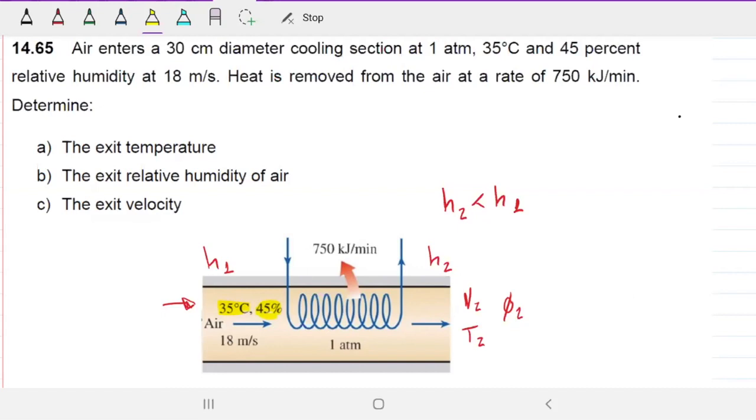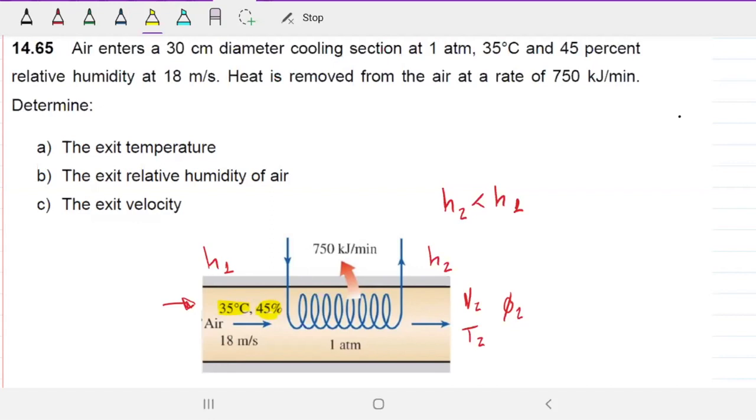Now on the exit side, on the right hand side, state number 2, I need two properties to be able to relate all these things that are being asked in the problem. Now, one of the things you can imagine is going to be the enthalpy, right? Because we can relate the energy that we have initially, and the energy that's being removed, and calculate the final enthalpy.